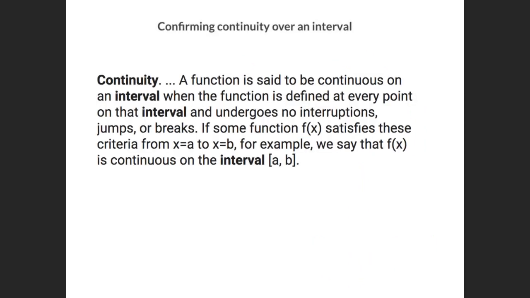Continuity: a function is said to be continuous on an interval when the function is defined at every point on that interval and undergoes no interruptions, jumps or breaks. If some function f of x satisfies these criteria, then we say that it is continuous on an interval. Now, some functions are continuous everywhere. Some are continuous just on one interval and not on another interval.